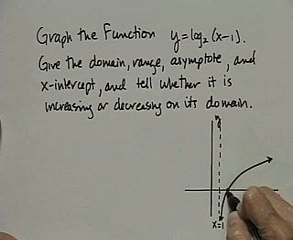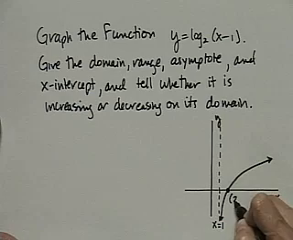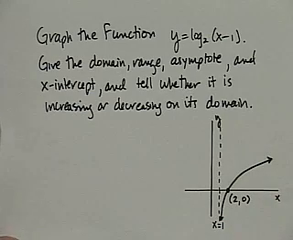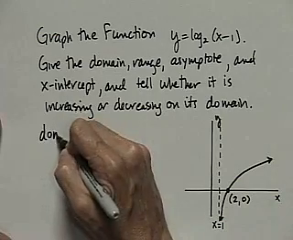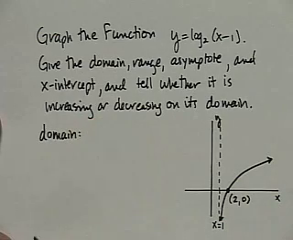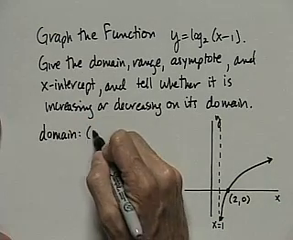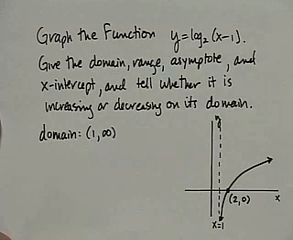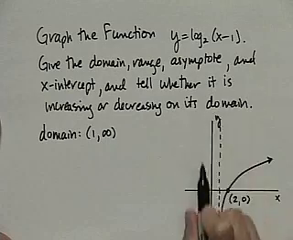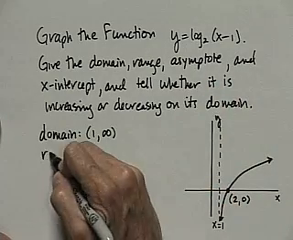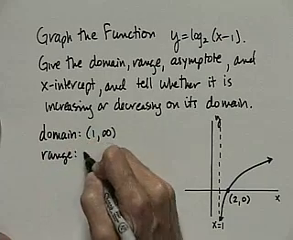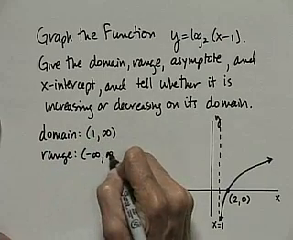It's going to contain this point, which is the point (2, 0). So let's write down the domain of the function, which is 1 to infinity, because the vertical asymptote shifted 1 unit over, or the whole graph shifted 1 unit to the right. The range of the function didn't change. It's negative infinity to infinity.